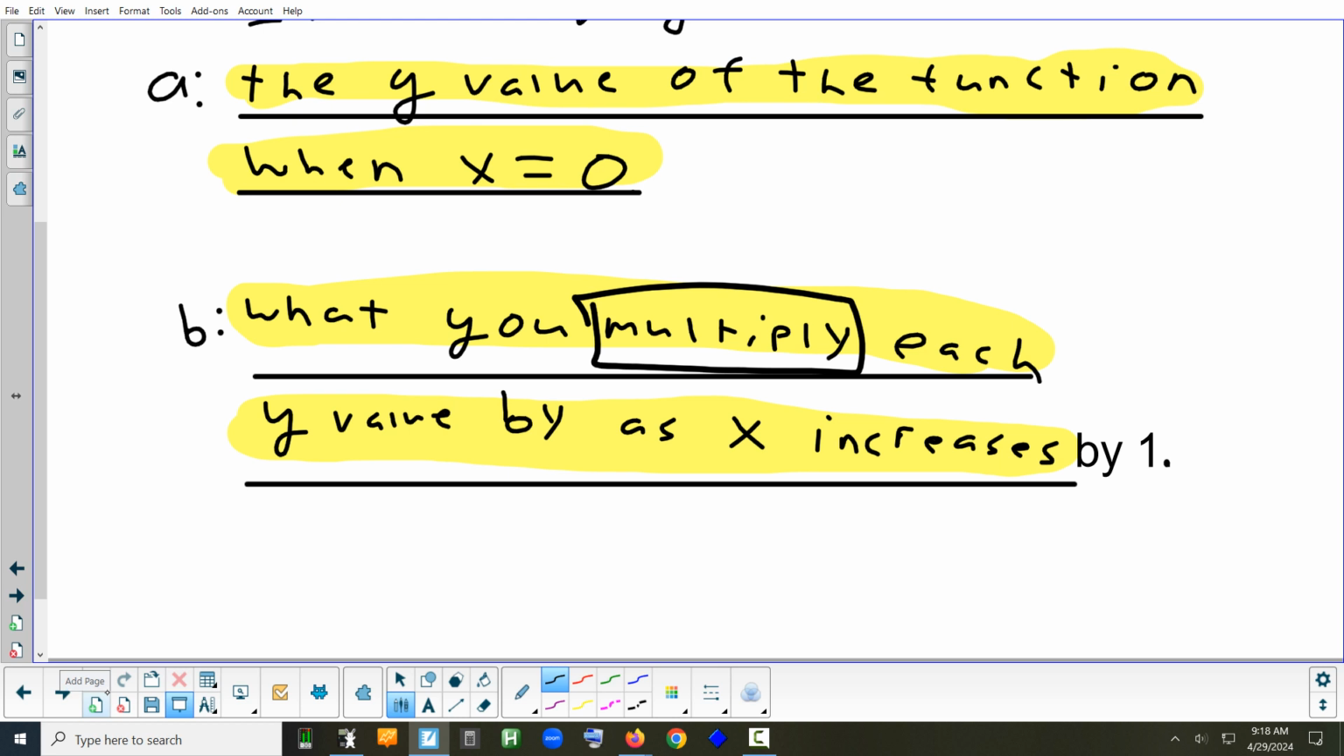So now you should have everything above the dotted line filled out on your guided notes. And the next thing we're going to try is example 1. Does anyone need me to go back so they can copy anything else down?